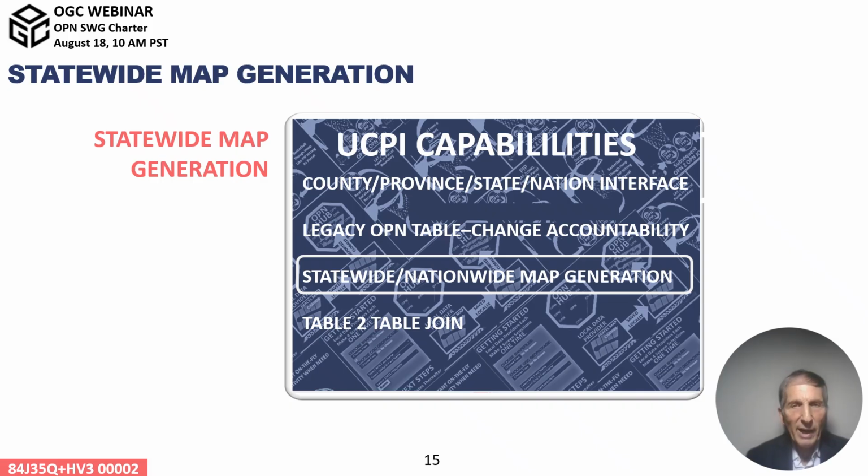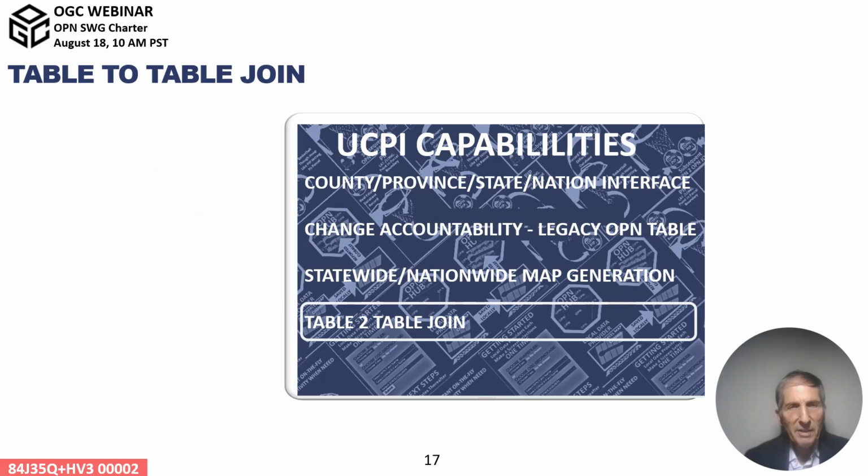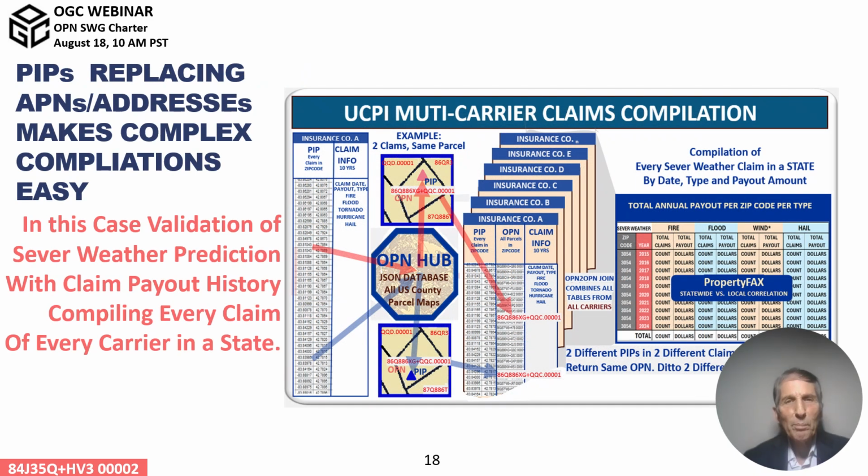Now let's look at statewide map generation. Upon selecting a state, every parcel in that state displays current to today's last save upon broad adoption of UCPI. Next is UCPI's perhaps most vital feature, table-to-table join. Here we see again how PIPs replace APNs and addresses, making complex compilations easy. In this case, validation of severe weather prediction with claim payout history, compiling every claim of every carrier in the state.